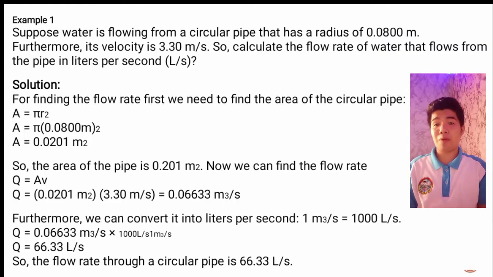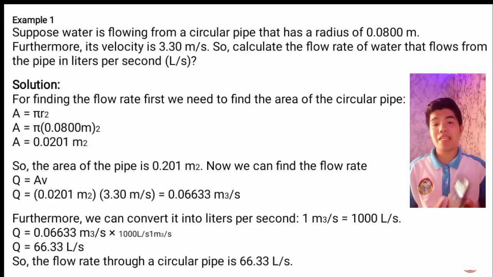Solution. For finding the flow rate, first, we need to find the area of a circular pipe. Since madali lang sana nating i-derive to gamit yung equation na Q = A × V, which is the area times velocity. Kaso kung napansin nyo sa problem, walang given na area. Kaya hanapin muna natin yung area ng circular pipe, which is πr². A = πr². All we need to do is to substitute. A = π multiplied by 0.0800 meter, which is given, yun yung radius ng ating circular pipe.